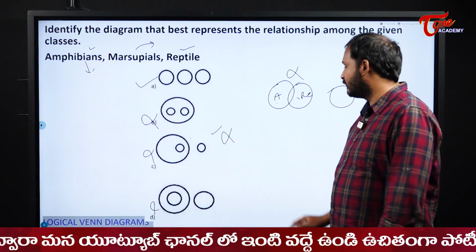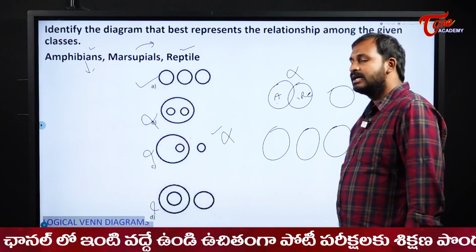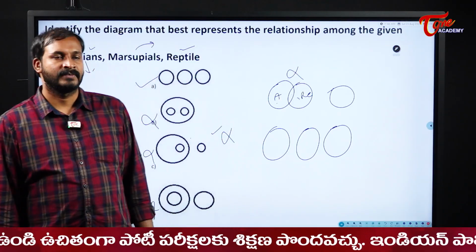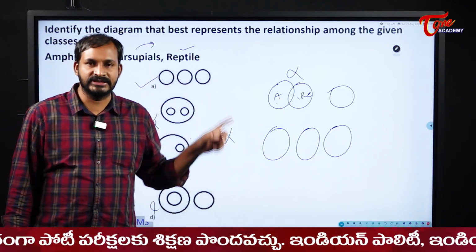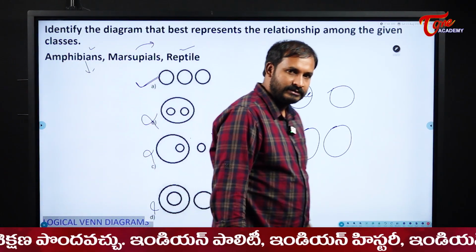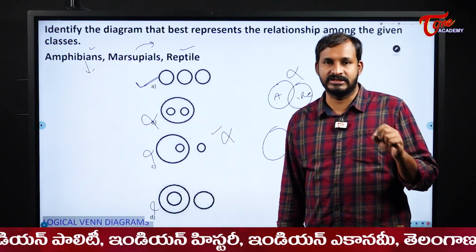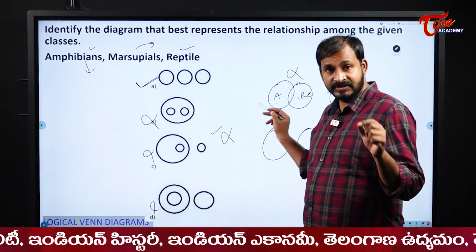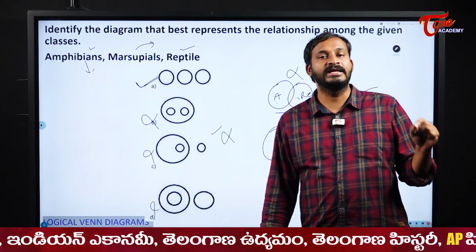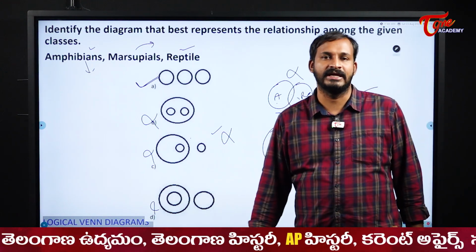So definitely I will think that amphibians, reptiles and marsupials are 3 different elements or 3 different animals. We are choosing the best one. That is the reason I am marking my answer as option A here. Understood, students? So understand the concept. If the options contain that type of option, yes, you can go with that one. But here we don't have that type of option. That is the reason we are going with option A here.